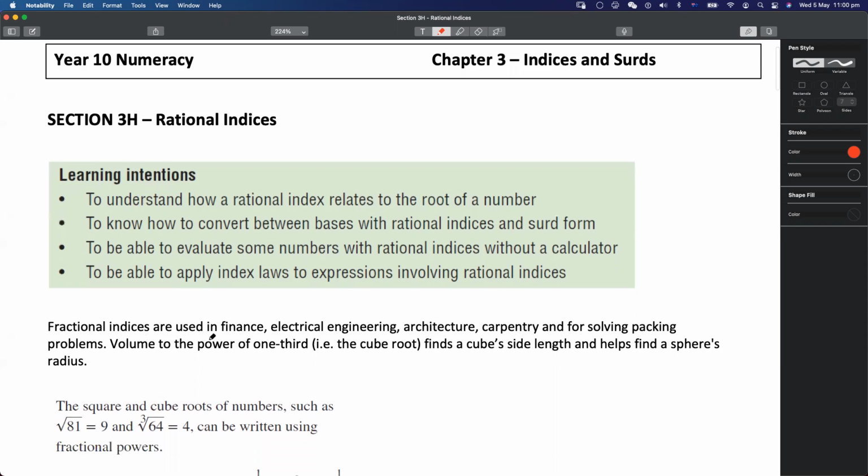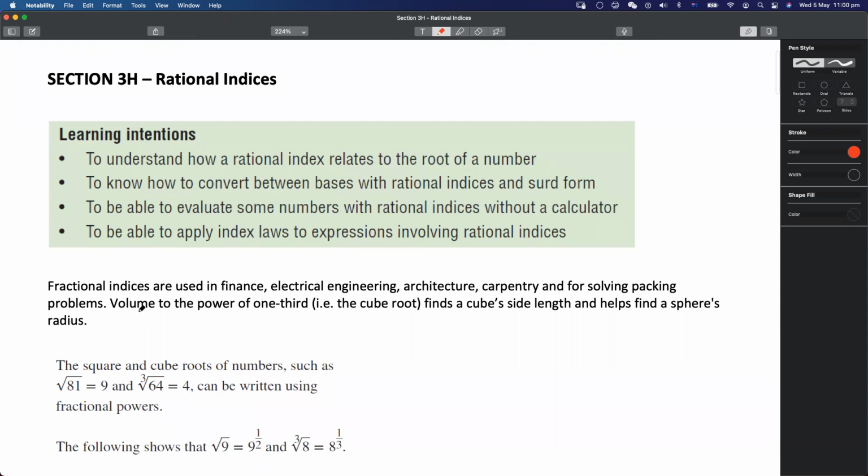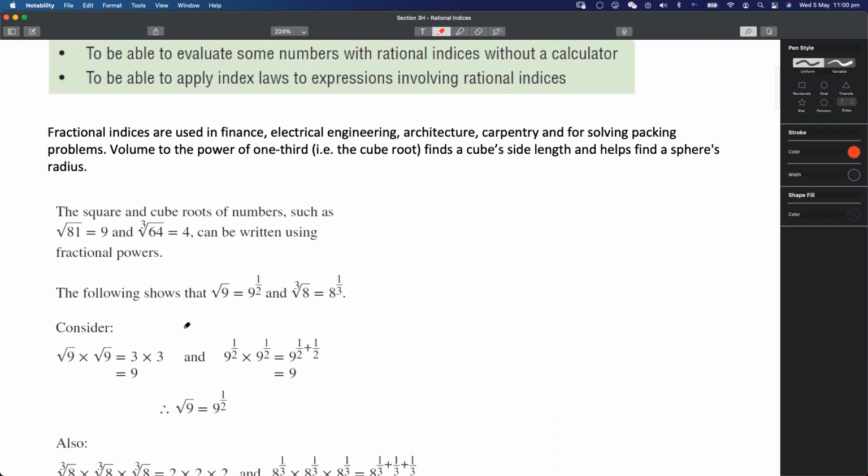Fractional indices are used in finance, electrical engineering, architecture, carpentry, and for solving packing problems. Volume to the power of 1/3, that is, the cube root, finds the cube's side length and helps find the sphere's radius. The square and cube roots of numbers, such as square root of 81 is equal to 9 and cube root of 64 is equal to 4, can be written using fractional powers.